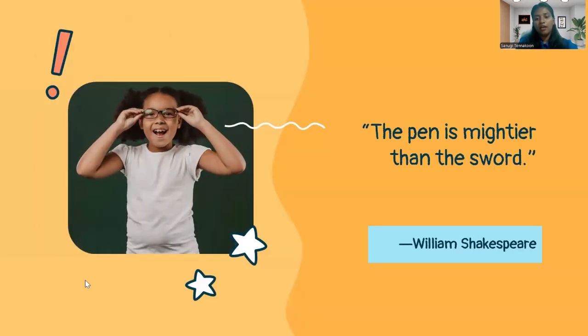And then we have another quote which was expressed by William Shakespeare, and that is, the pen is mightier than the sword, and this reflects the power of thoughts and words and literature in influencing and changing the world or the thoughts of the prevailing or the contemporary society.